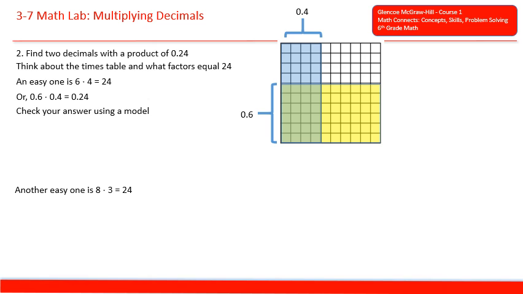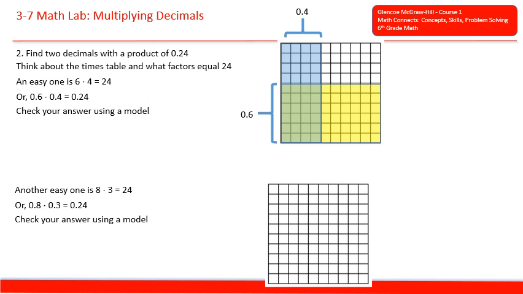And then another easy one is 8 times 3 equals 24. So then we change that to 0.8 times 0.3 to get 0.24. Here's our model. 8/10, 3/10, and we get 24 hundredths.